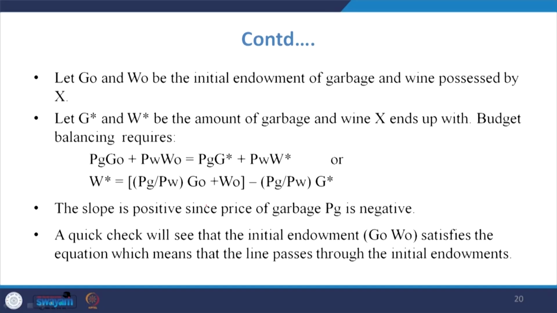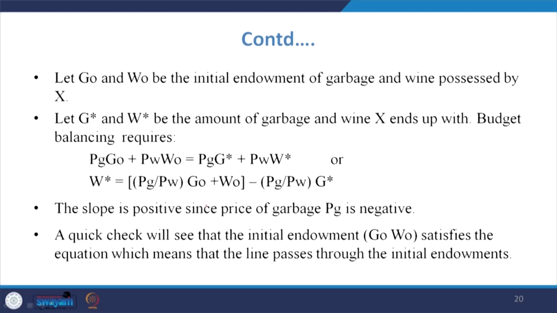PG is the price of 1 unit of garbage, G0 is the quantity of garbage. So, if you multiply the quantity of garbage with the price of garbage, understand that PG is negative, because garbage is a negative product. No one would like to purchase garbage unless a price is paid by the person who is selling the garbage. So, PG is negative, but PW is a positive price and W0 is the quantity.